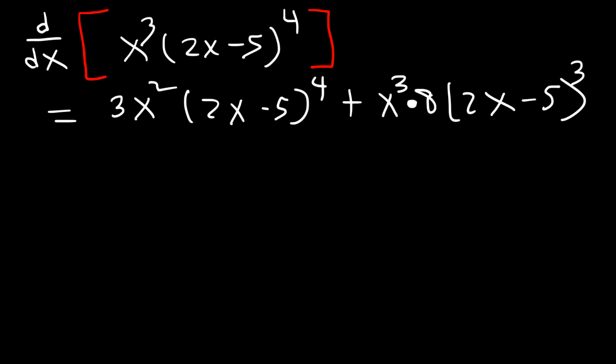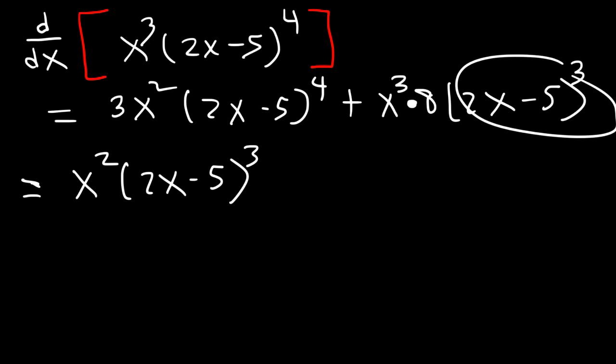Now, what should we do once we get to this part? How can we simplify this expression? The best thing to do right now is to take out the GCF, the greatest common factor. And so we can factor out an x squared, and we could take out 2x minus 5. At least 3 of them, because there's 3 here and 4 here. So we've got to take out the lower of the two numbers.